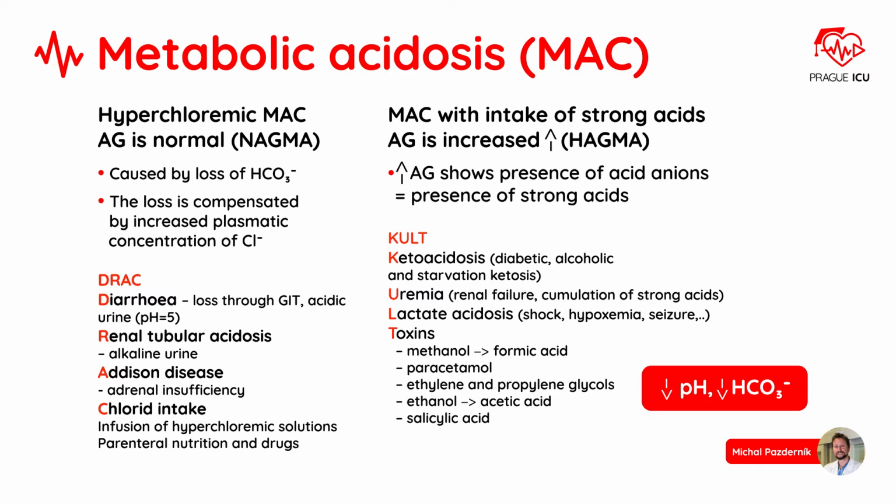The other type of metabolic acidosis, which is more common, is associated with increased levels of strong acids. In this case, anion gap is increased, so-called HAGMA. Again, we need to get back to Gamblegram, which helps us to understand why there is an increased anion gap. Increased anion gap shows presence of acid ions, presence of strong acids. There is another mnemonic to better remember the causes: CULT, ketoacidosis, uremia, lactate acidosis, or presence of toxins.